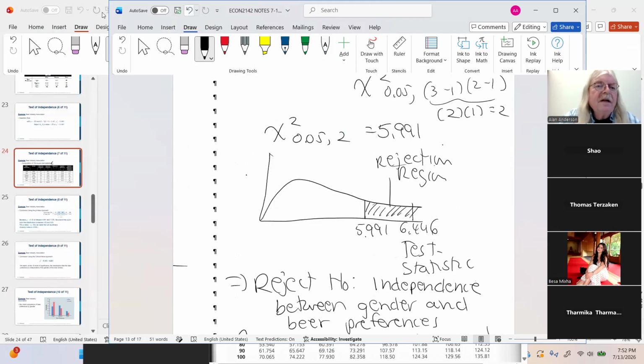All right. And so you can see the similarities between test for independence and goodness of fit. It's just that with independence, we're specifically looking for the distribution of independence, whereas with the goodness of fit, we can use any distribution.